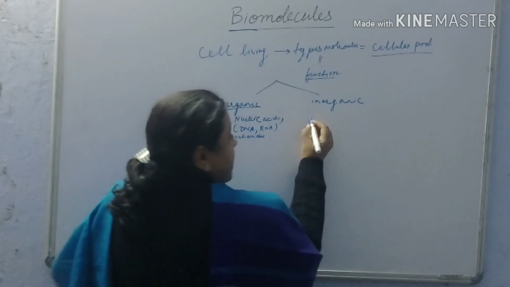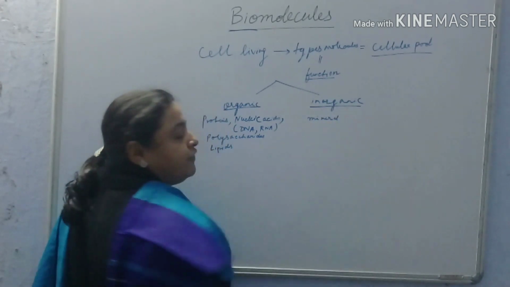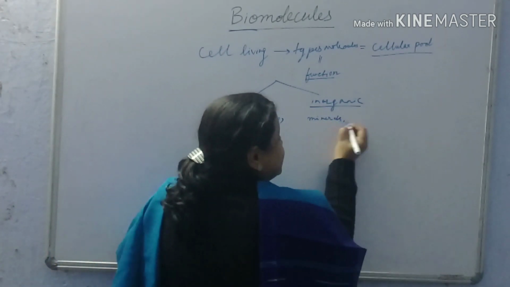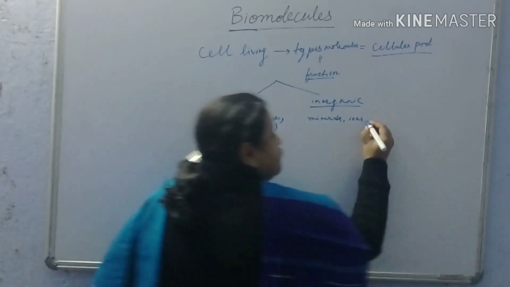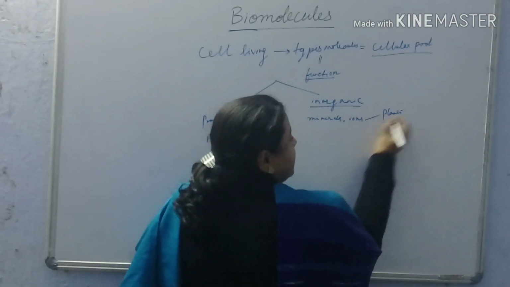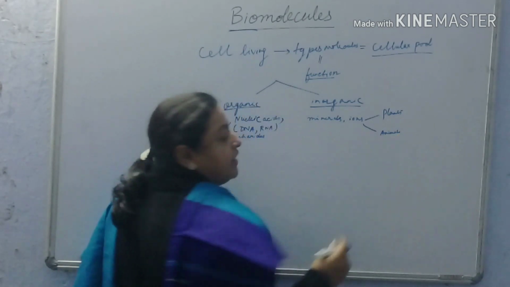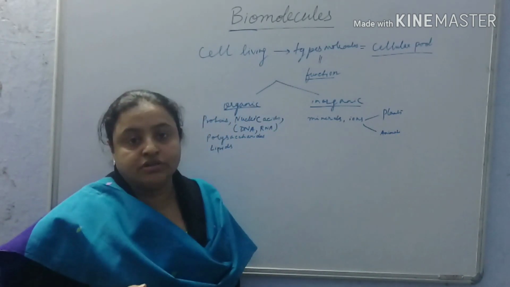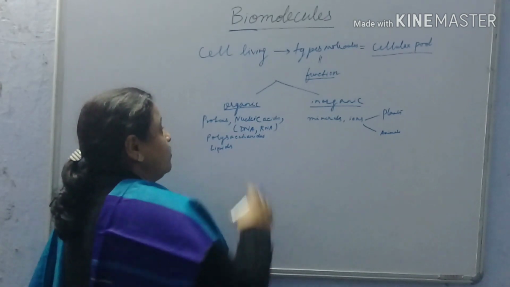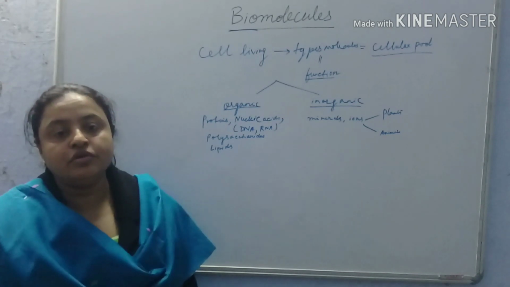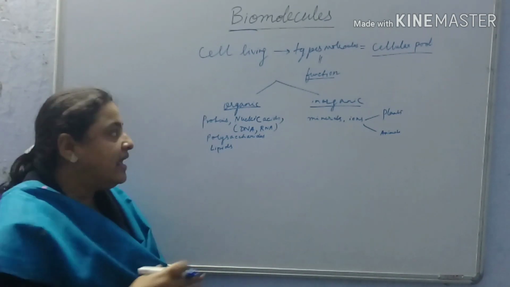In case of inorganic biomolecules, there are broadly different minerals which exist in the form of ions. Okay, so there are definite minerals for plants and definite minerals for animals. And the number of mineral ions is very important for the growth and development of both plants and animals. Now this is the classification of biomolecules depending upon the organic nature or the chemical nature, that is organic and inorganic.